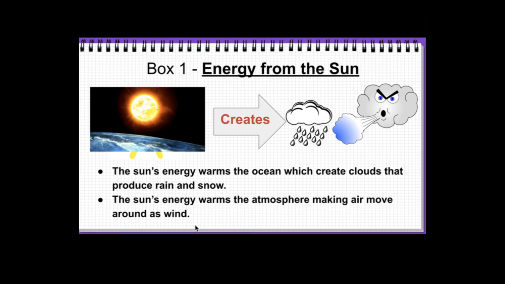All right, so energy from the sun. Remember that we have two energy sources, and the first one is energy from the sun. The sun creates clouds and wind. The sun's energy warms the ocean, which creates clouds that produce rain and snow. Remember, that has to do with weathering. Then the sun's energy warms the atmosphere, making air move around as wind. That too has to do with weathering.